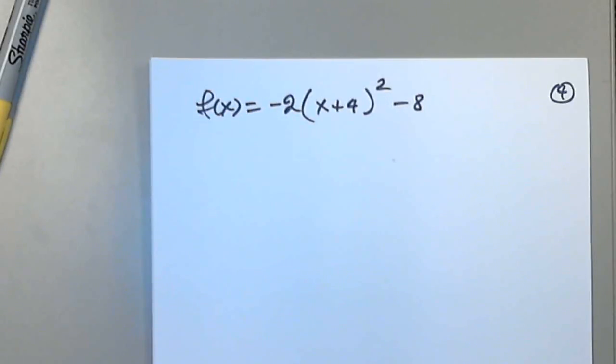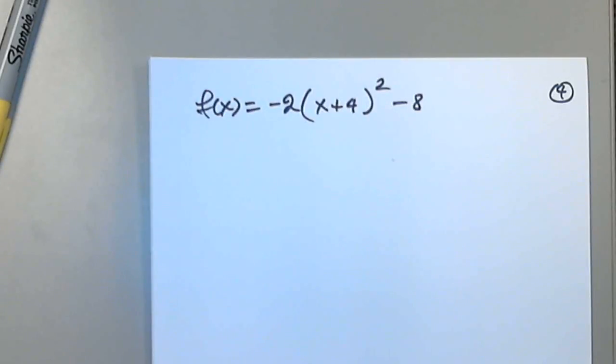Can anyone give us the vertex of this function? We haven't even graphed it. I only made a fool of myself with my hands all over the place. But what is the vertex? -4, -8. That's it. And we haven't even graphed the function. One more time. x squared, x plus 4 squared, 2 times x plus 4 squared, -2 times x plus 4 squared, -8.